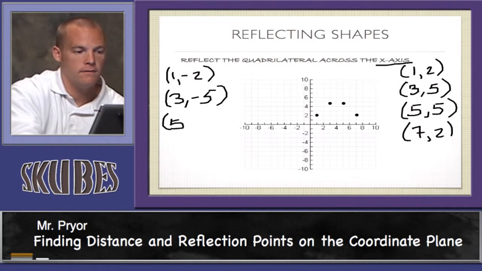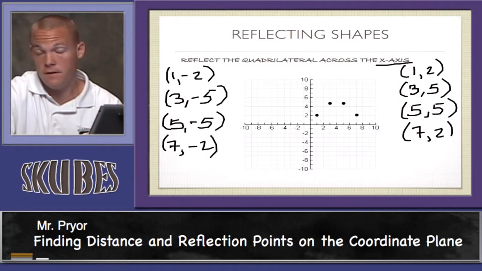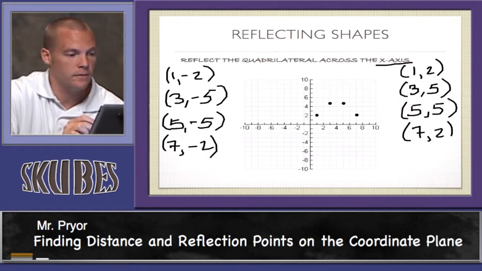5, -5. And then finally 7, -2. Okay? So again, you can quickly plot those to make sure that you're in the correct spot.